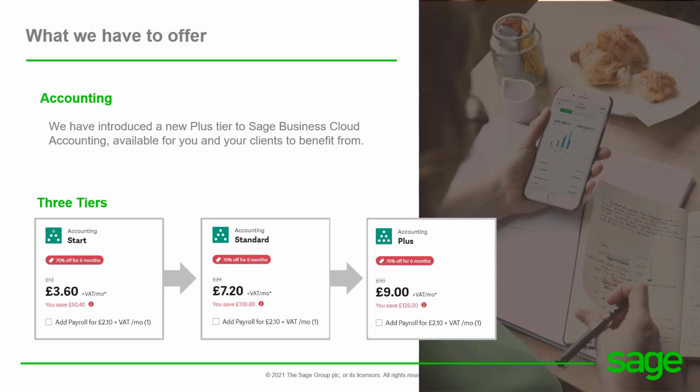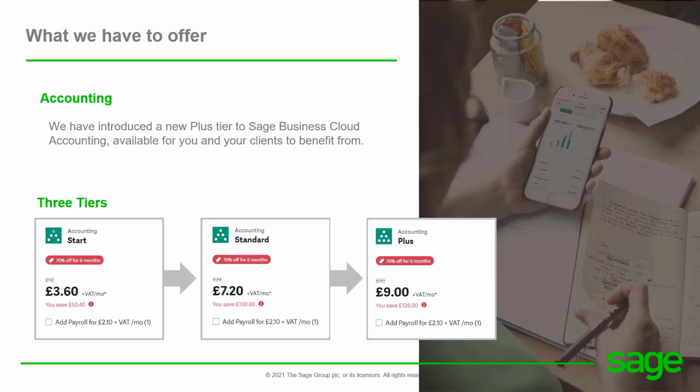So we do have the Start package, where you can create and send invoices and track what you're owed. You can automatically reconcile your bank, and calculate and submit VAT. Just bear in mind there is no purchase ledger in Accounting Start, and it supports only one user. So really it's targeted at sole traders and micro businesses.